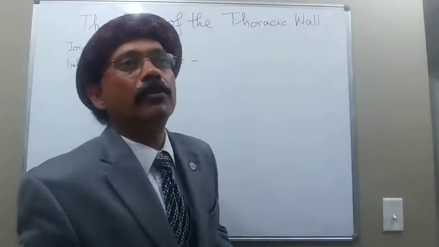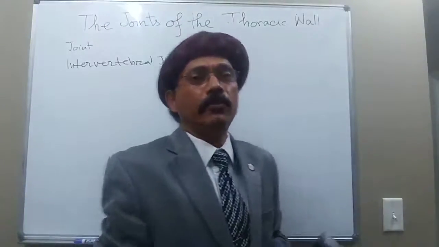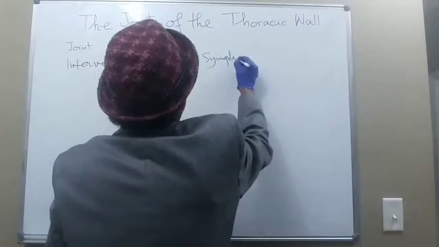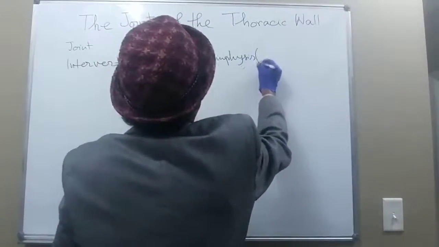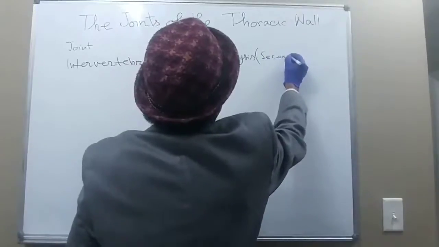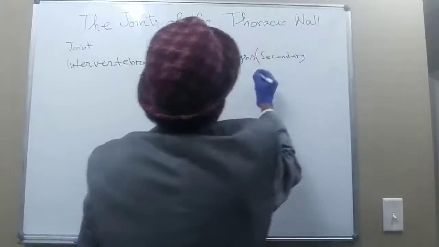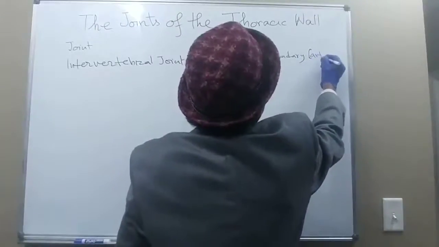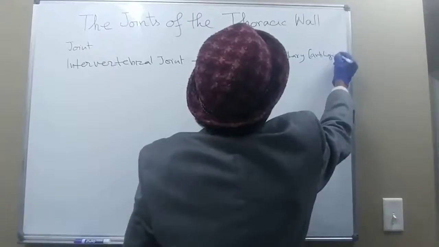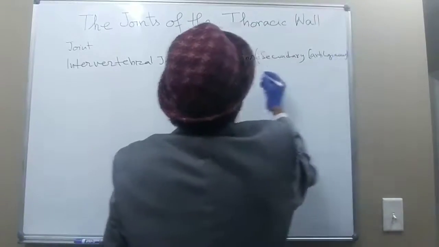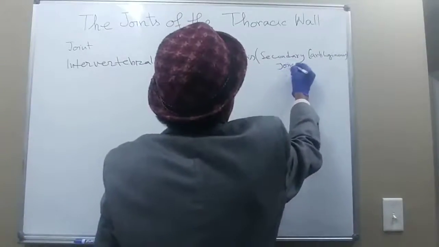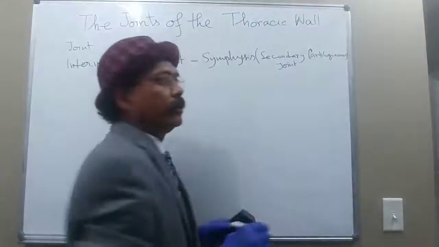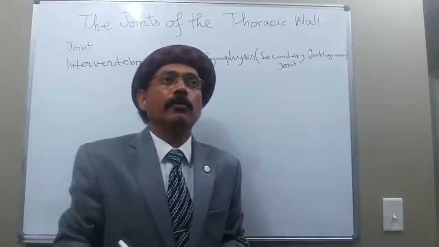What type of joint is this? This is an example of a secondary cartilaginous joint. This is a symphysis. Okay, this is an example of a secondary cartilaginous joint. Okay, we got that. So what are the ligaments?